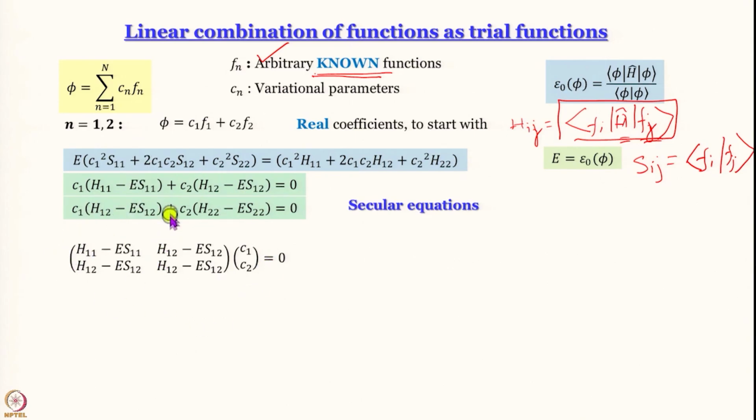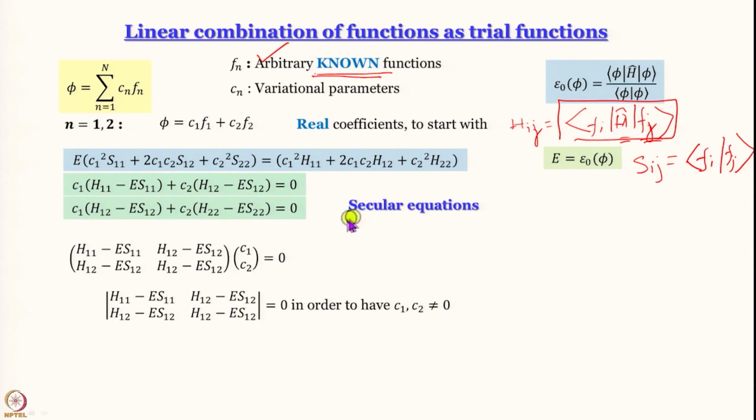To target E, we write it in matrix form like this, and if you study the theory of linear equations, for C1 and C2 to be non-zero, that is, to avoid the trivial solution, the secular determinant of this matrix must be equal to 0. That is very well known from mathematics, and has existed for a long time. So this secular determinant equal to 0 is what you have to solve.